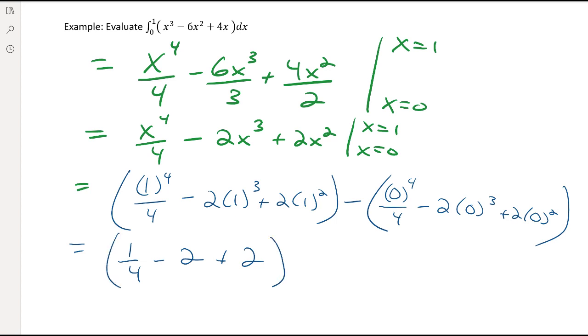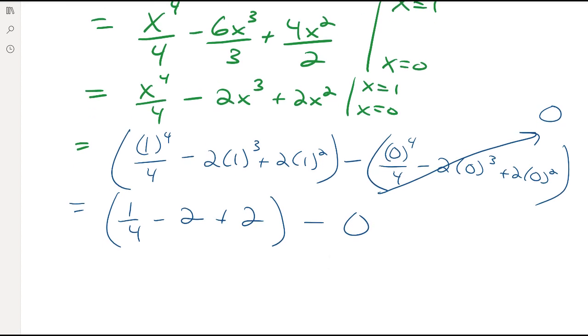Okay, that whole thing needs to be subtracted by, well, let's see, 0 to the 4th over 4. 0 to the 4th is 0. 0 divided by 4 is 0. 0 cubed is 0 times 2 is 0. 2 times 0 squared. 0 squared is 0 times 2 is 0. That whole thing becomes 0. That's nice. And then our first set of parentheses, negative 2 plus 2, that sums to 0, and we're left with just a positive 1/4. That is our answer.